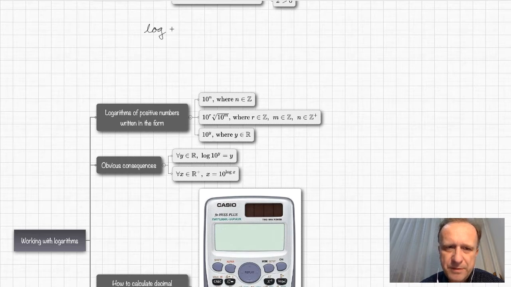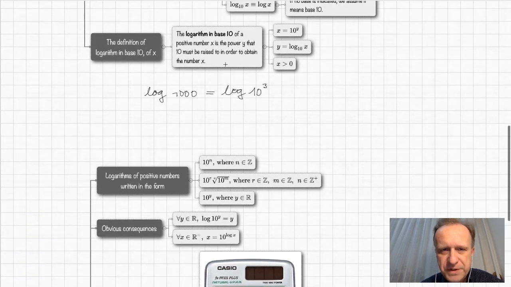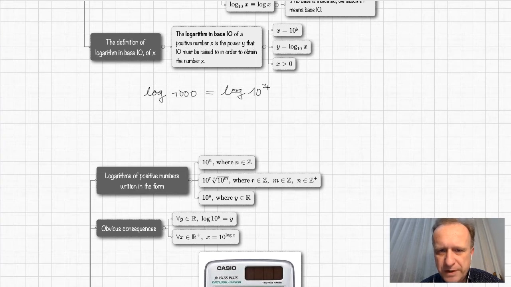For example, the number would be 1000. Okay, logarithm of 1000. So you may imagine that 1000 is actually 10 to the power of 3. So it's the logarithm of 10 to the power of 3. Now, what is the logarithm of 10 to the power of 3? According to the definition, the logarithm of such a number should be the power that 10 should be raised to in order to get 10 to the power of 3.